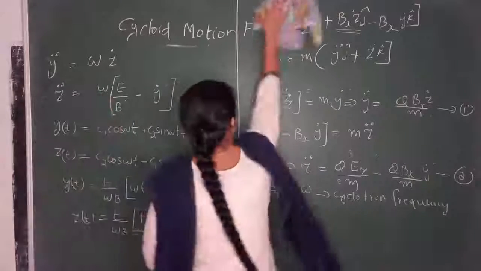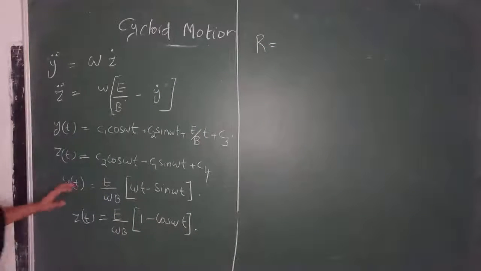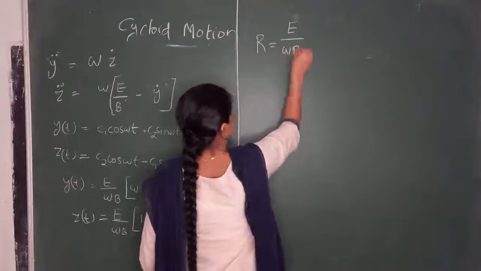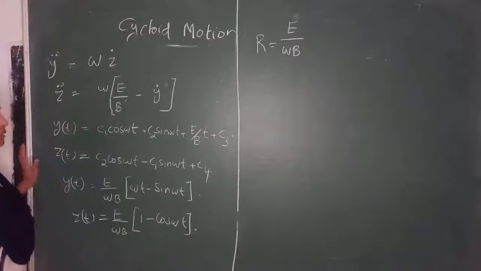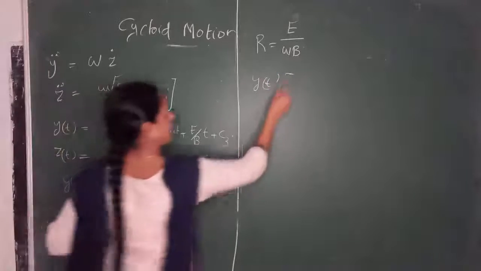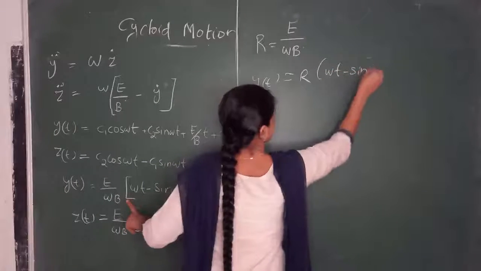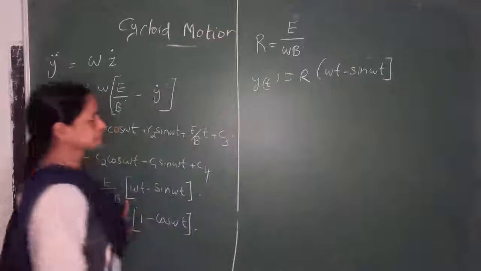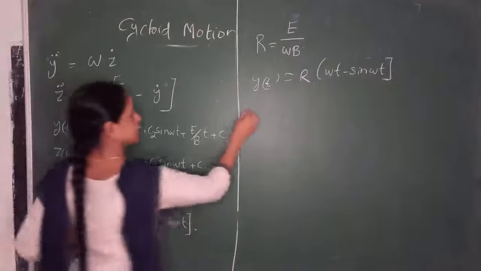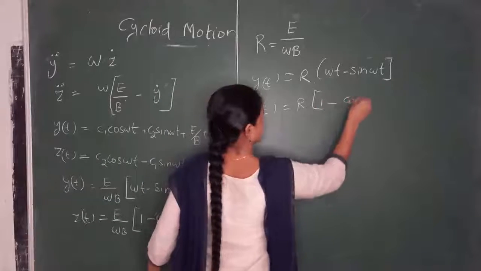We can give another condition that r is equal to the radius of this cycloid motion. R is equal to E by omega B. Then the equation will reduce to y(t) equal to r into omega t minus sin omega t. Then z(t) is equal to r into 1 minus cos omega t.